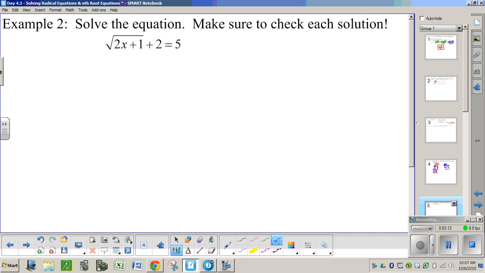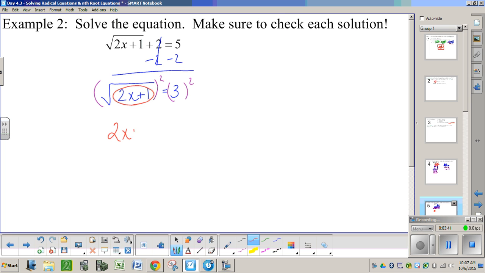First step we're going to do, isolate that radical. So we're going to start off by subtracting 2 from both sides. So we have the square root of 2x plus 1 is going to equal 3. And in order for us to get rid of that square root, we've got to do the inverse operation of just squaring. Now, if I square the square root of 2x plus 1, I just end up with whatever expression is inside my radical there. So this is just going to be 2x plus 1. And 3 squared is 9.